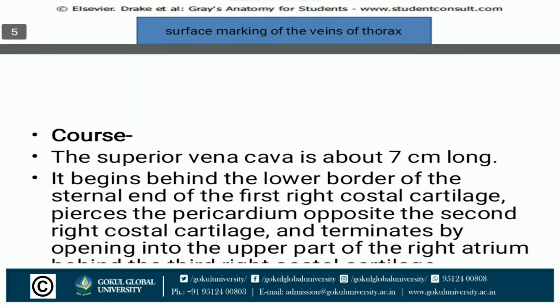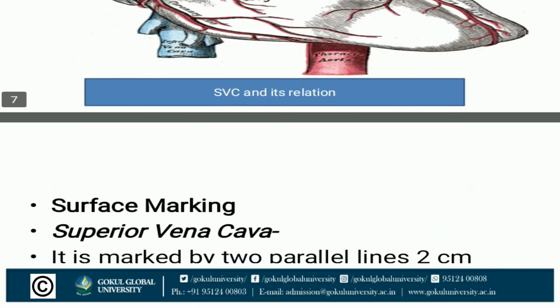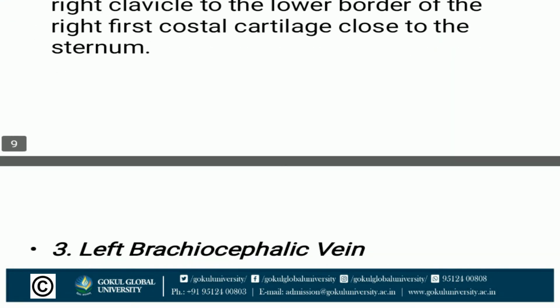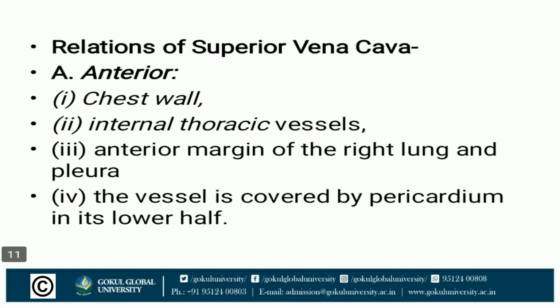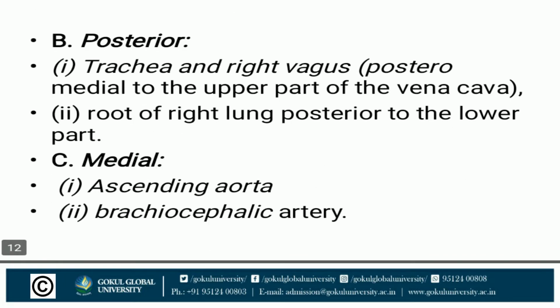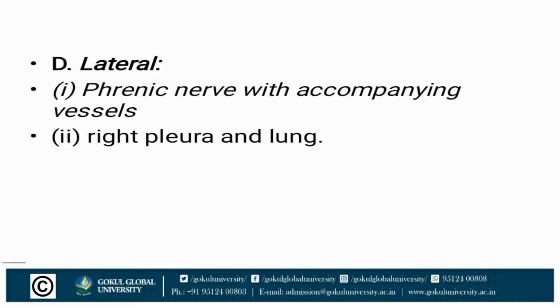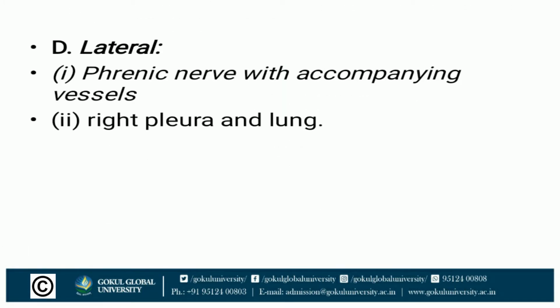Now we will discuss regarding its relation. Anteriorly, chest wall, internal thoracic vessel, anterior margin of the right lung, pleura. Vessel is covered by the pericardium. Posteriorly, trachea, right vagus, root of the lung and posterior lower half of part. Medially, ascending aorta, brachiocephalic artery. Laterally, phrenic nerve, right pleura and lung.